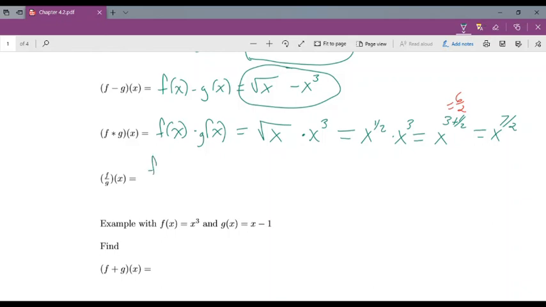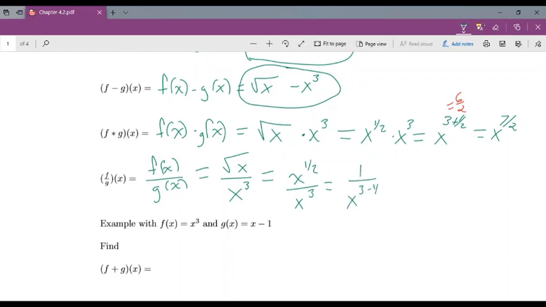Alright, now let's look at f over g of x. That's the same thing as f of x over g of x. We take our f of x function, which is the square root of x, and we put that over our g of x function, which is x to the third. Now it's very possible that they'll be okay with the answer looking just like this, but if you wanted to simplify, you would have to subtract these exponents. So you've got x to the 1/2 on top over x to the third on the bottom. If you wanted to simplify that, you need to take the half to the bottom. So it'd be 1 over x to the 3 minus 1/2.